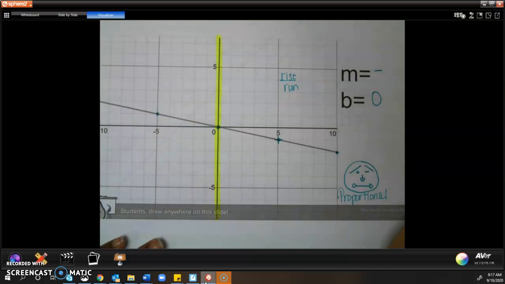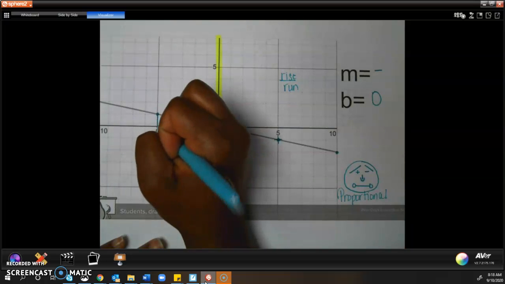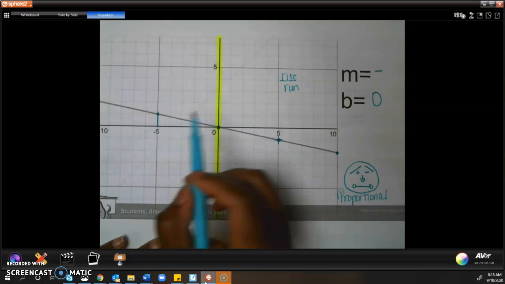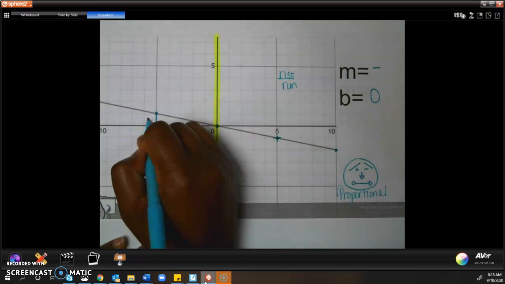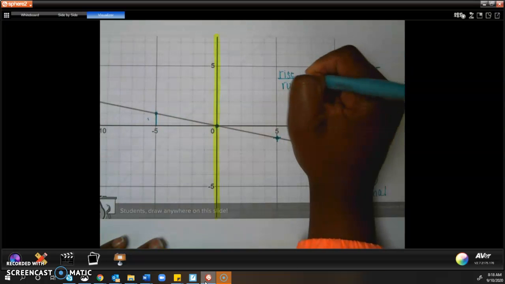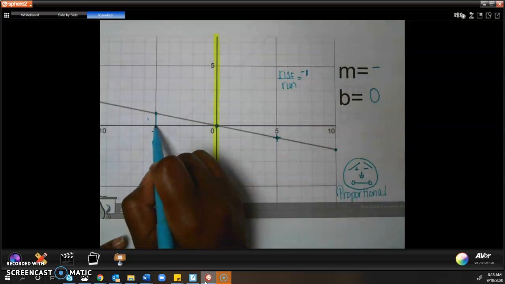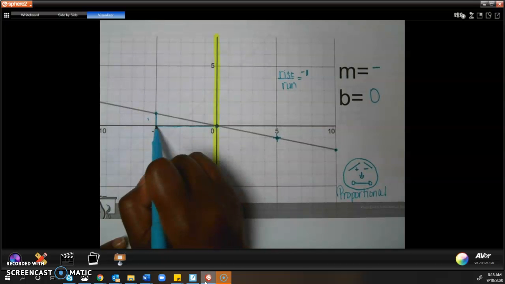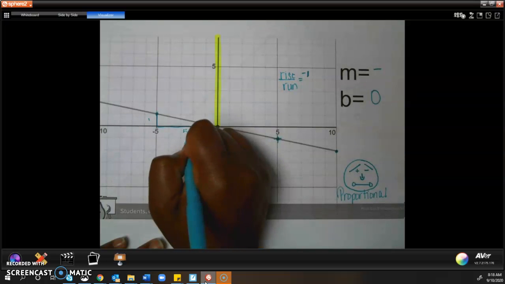Now I can complete my rise over run. I want to find the distance from this point to this point, this point to this point, and so on. It's going to be constant, so I only go down once. My rise is 1, but it's negative. This is a negative line. Then I go over 1, 2, 3, 4, 5. I go over 5 spaces before I can even get to the next point.